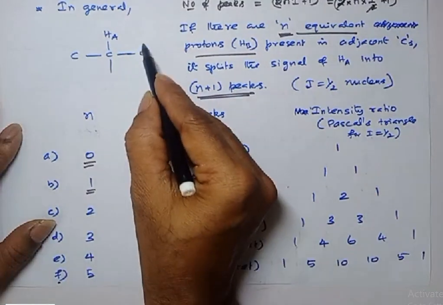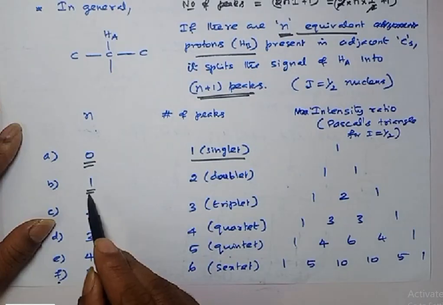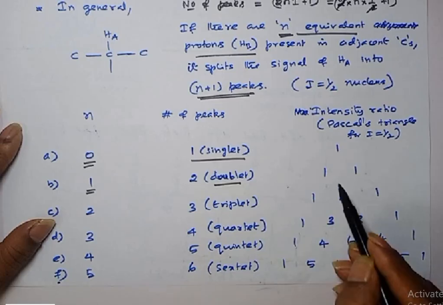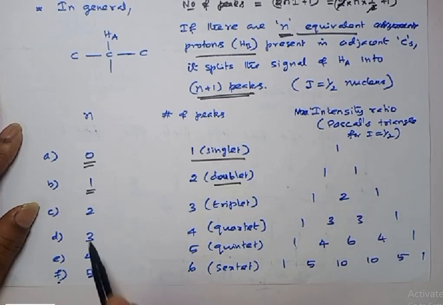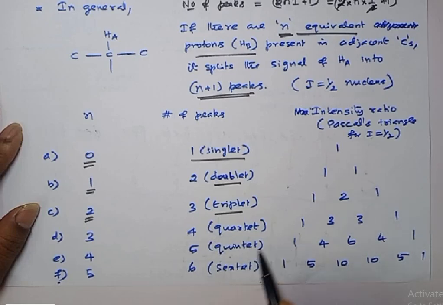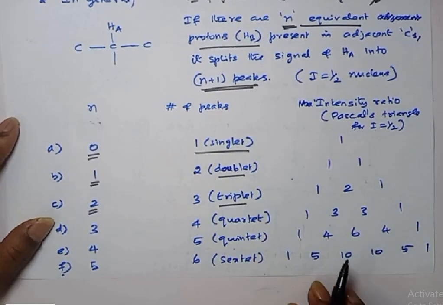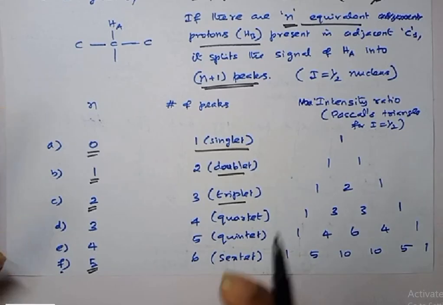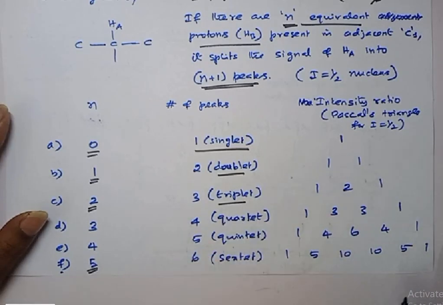Suppose n is equal to 1. If the adjacent carbon has 1 HB, it will split the HA signal into 2. You will get a doublet, and the intensity ratio is 1:1. If you have 2 hydrogens of HB, then I will get a triplet. The ratio is 1:2:1. Then we get quartet, quintet, sextet, depending upon the number of hydrogens present on the adjacent carbon. If there are more than 5 hydrogens present on the adjacent carbon, we get what is called a multiplet structure.